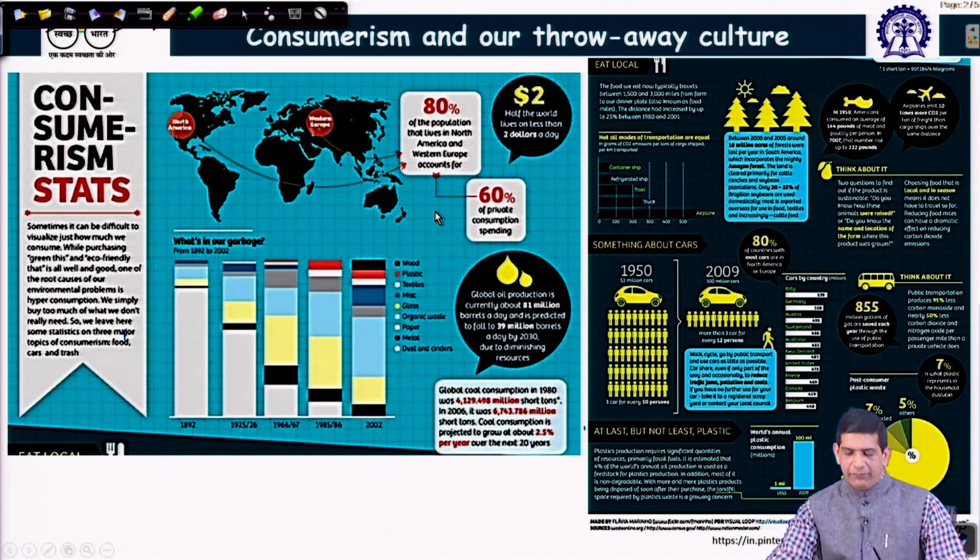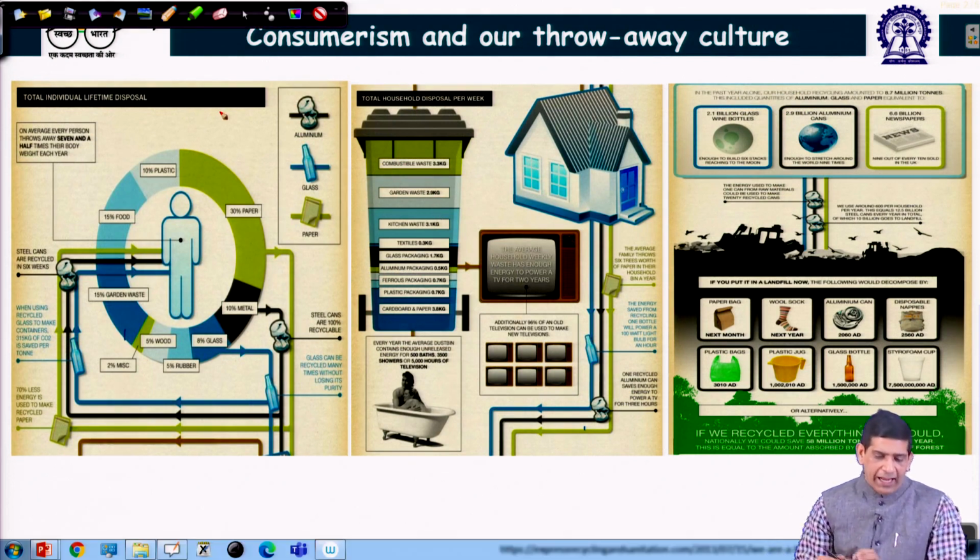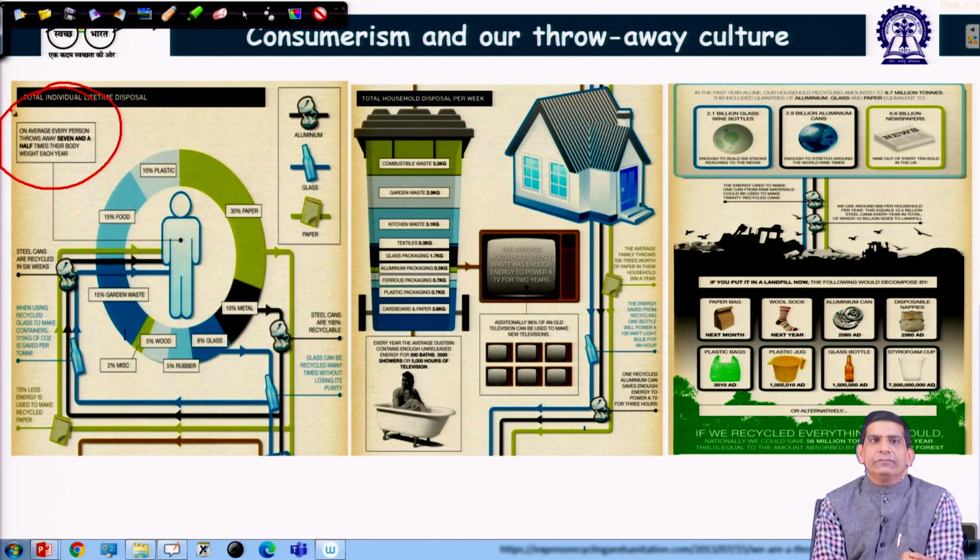But as of now, based on the way society is working, we are in a consumerism and throwaway culture, and we are creating a lot of waste because of that. If you look at total individual lifetime disposal, on average, every person throws away 7.5 times their body weight each year. So if you are, say, 60 kg, you are throwing away 450 kg. That's 7.5 times 60, so you have 450 kg worth of waste you are throwing away. Again, these are global figures. In the Indian context, the numbers will be slightly less.